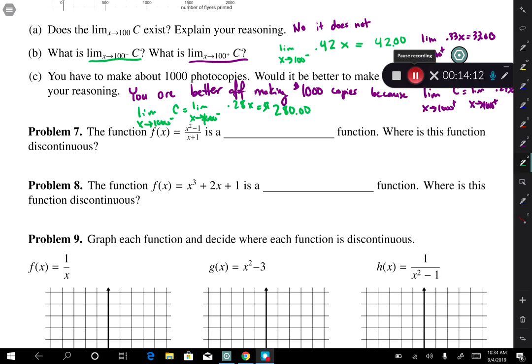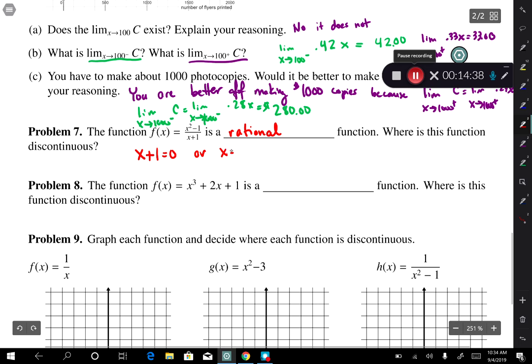Okay, problem 7 is kind of a review problem from things we've been talking about in the last week or so. It says the function f of x, x squared minus 1 over x plus 1, is a... and you guys should all be screaming this right now, it is a rational function because it's a ratio of polynomials. And so where is it discontinuous? It is discontinuous where the denominator equals 0. So it's discontinuous where x plus 1 equals 0, or equivalently where x equals negative 1.